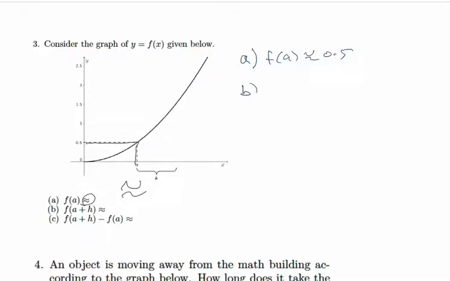How about f of a plus h? So since this quantity right here is h, this point right here is a plus h. That means f of a plus h is, so let's just see the function value. When input is a plus h, output is about 1.5. Again, here we're estimating.